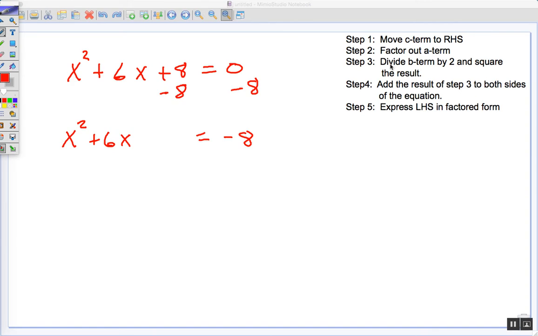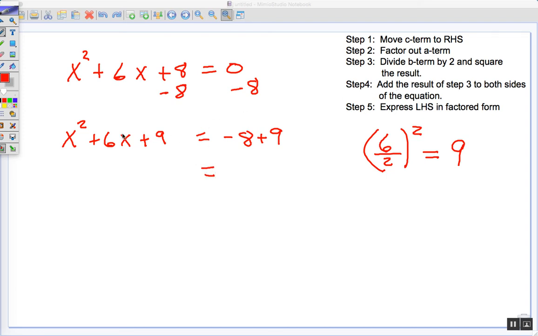Step 3, divide the b term by 2 and square the result. So 6 divided by 2, squared. And that gives us 3 squared, which is 9. Add this result to both sides of the equation. So I'm not breaking any rules by adding 9 to both sides. And there's a reason why we're taking these steps.